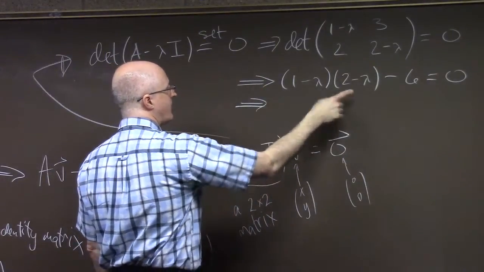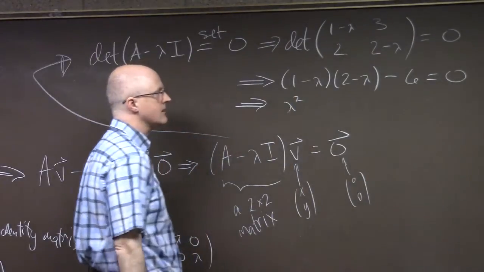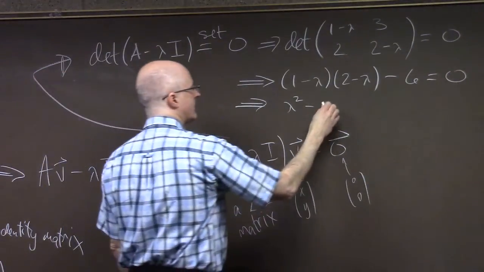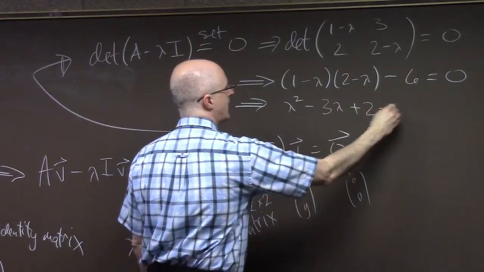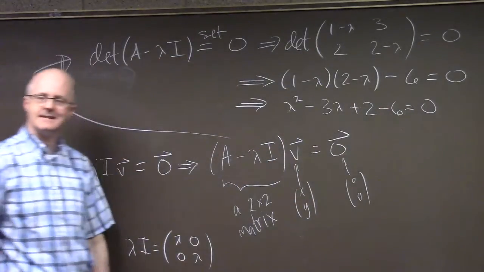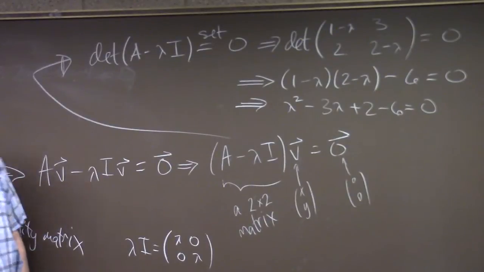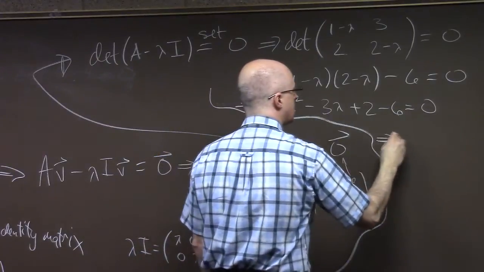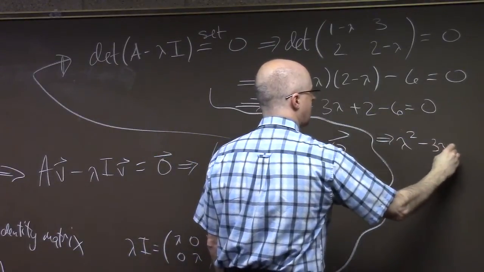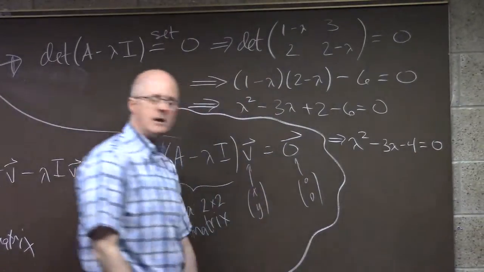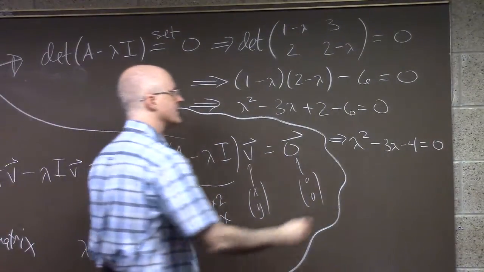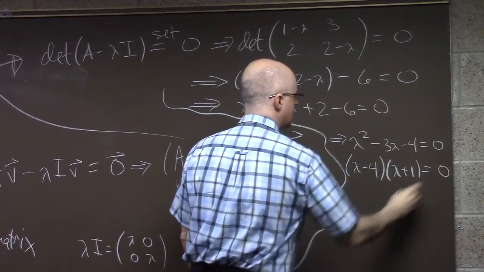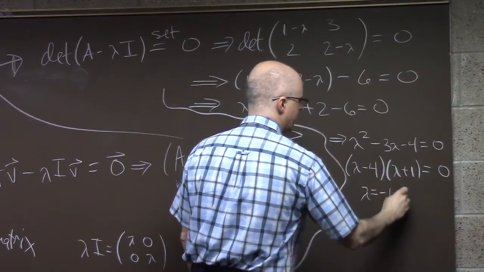Let's see. FOIL that out. You'll get a positive lambda squared, negative lambda times negative lambda, minus 3 lambda plus 2 minus 6 equals 0. Don't forget the minus 6. It's a common mistake to forget that. So what do we have here? Lambda squared minus 3 lambda minus 4 equals 0. We don't need the quadratic formula. That one's pretty easy to factor: lambda minus 4 times lambda plus 1. So your solutions are negative 1 and 4.